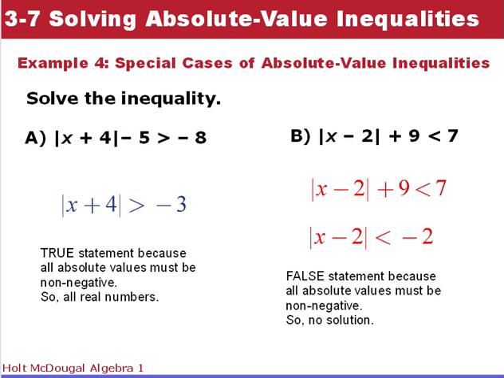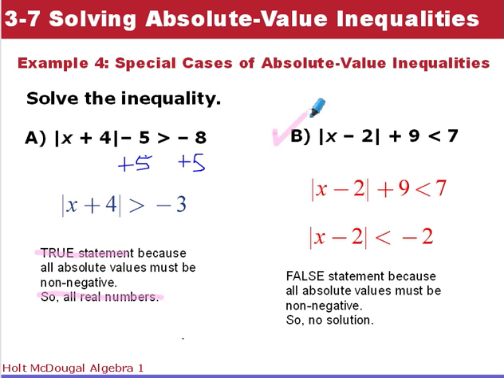So we want to solve the inequality: the absolute value of x plus 4, minus 5, is greater than negative 8. We end up adding 5 to both sides. We get the absolute value of x plus 4 is greater than negative 3. And that is a true statement, because absolute values must be non-negative, so it's going to be all real numbers.